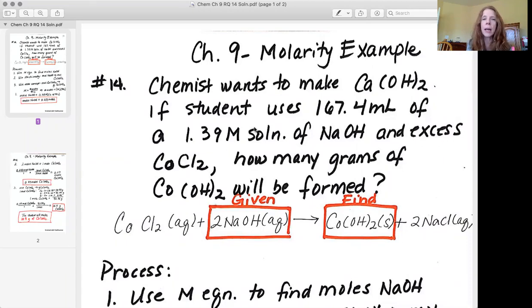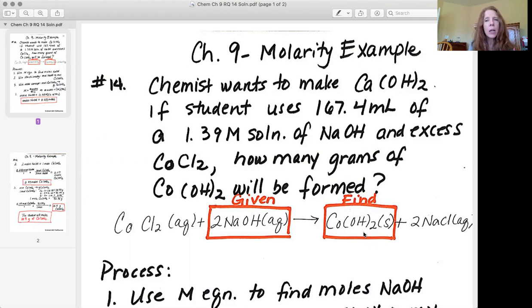Problem number 14 says a chemist wants to make calcium hydroxide. If a student uses 167.4 milliliters of a 1.39 molar solution of sodium hydroxide and excess cobalt chloride, how many grams of cobalt hydroxide will be formed? Now, a couple things I want you to see. They've given you information about sodium hydroxide, molarity and volume. We have two measurements of sodium hydroxide, but I've been asked to find information about cobalt hydroxide.